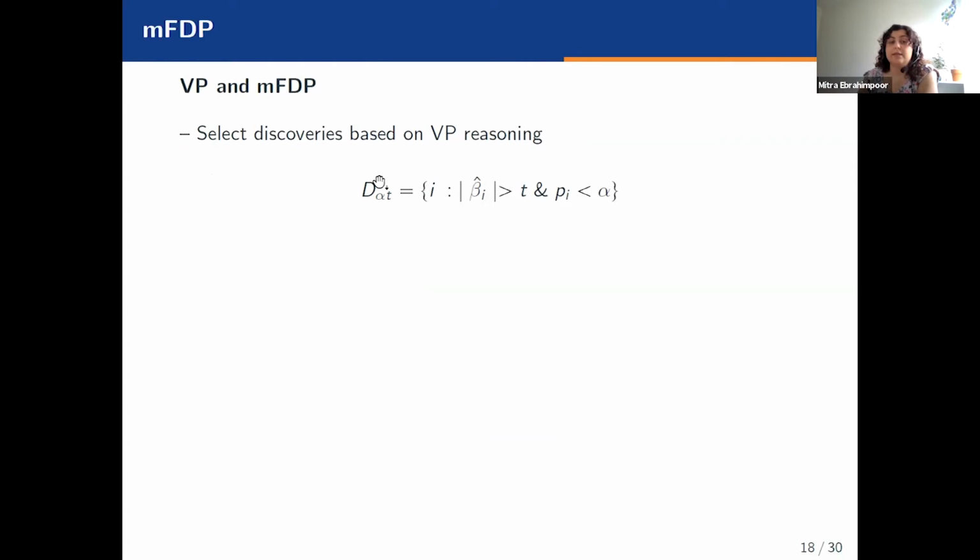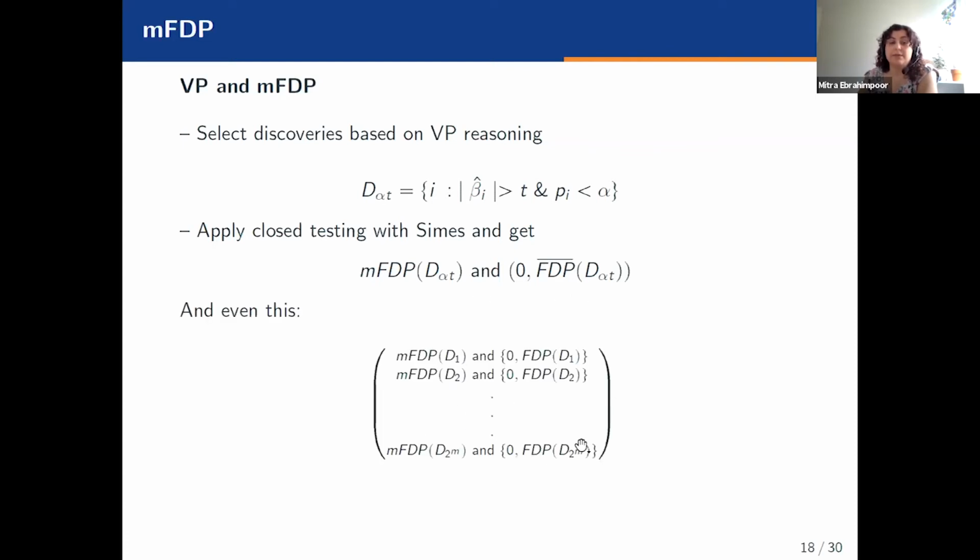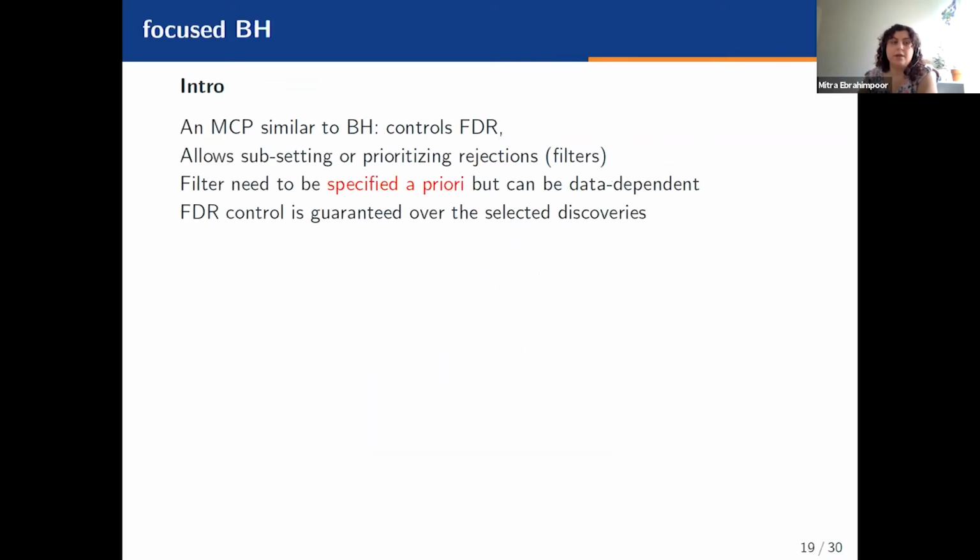So this D is the set of discoveries that are selected based on a p-value less than alpha and beta hat larger than t. So this is the volcano plot selection. What closed testing would do is give you the median estimate for the FDP, or a bound for your FDP. And these bounds are simultaneous over every possible set. So you don't have to worry if you are going to use a different t and a different alpha every time, and you can redefine this set D.